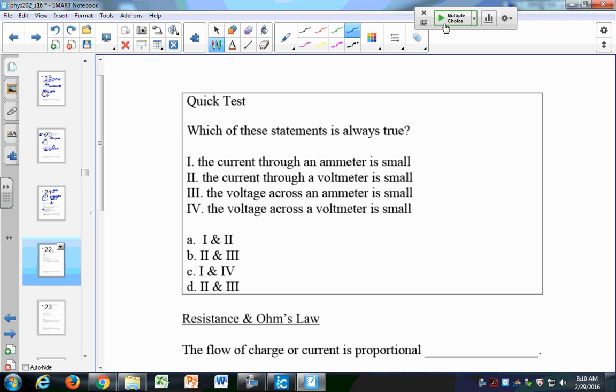Which of these statements is always true? The current through an ammeter is small, the current through a voltmeter is small, the voltage across an ammeter is small, or the voltage across a voltmeter is small. This one's a little more difficult, but think about how we measure current and voltage and what that says about the voltage or the current through the ammeter or voltmeter.